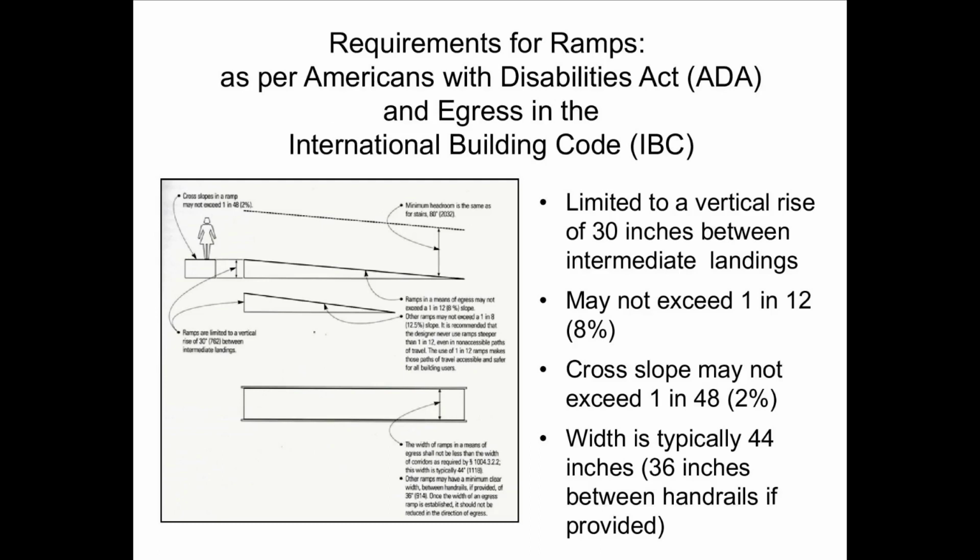Here are the requirements for ramps as per the ADA and egress in the International Building Code. It's limited to a vertical rise of 30 inches between intermediate landings, may not exceed 1 in 12 or an 8% grade. Cross slope may not exceed 1 in 48 or a 2% grade, and the width is typically 44 inches, or 36 inches between handrails if provided.